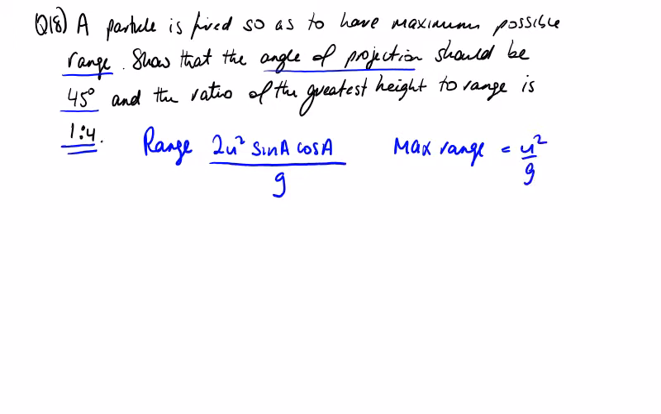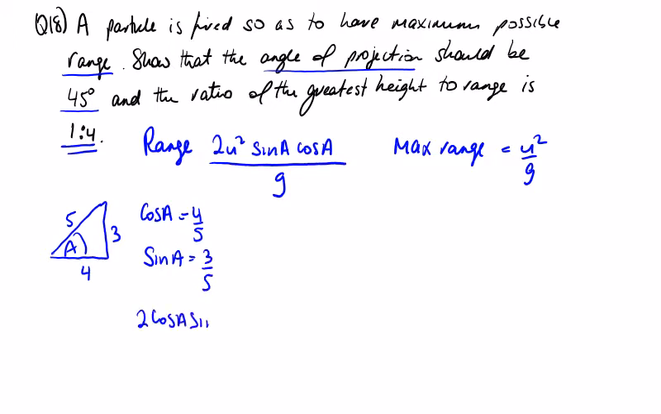And let's have a look at y. If I take my really common 3, 4, 5 triangle, it doesn't matter where the 3 and the 4 are. So cos A is equal to 4 over 5, and sin A is equal to 3 over 5. Now if we say 2 cos A sin A is equal to twice 4 over 5 times 3 over 5, which is equal to 24 over 25, which is slightly less than 1.